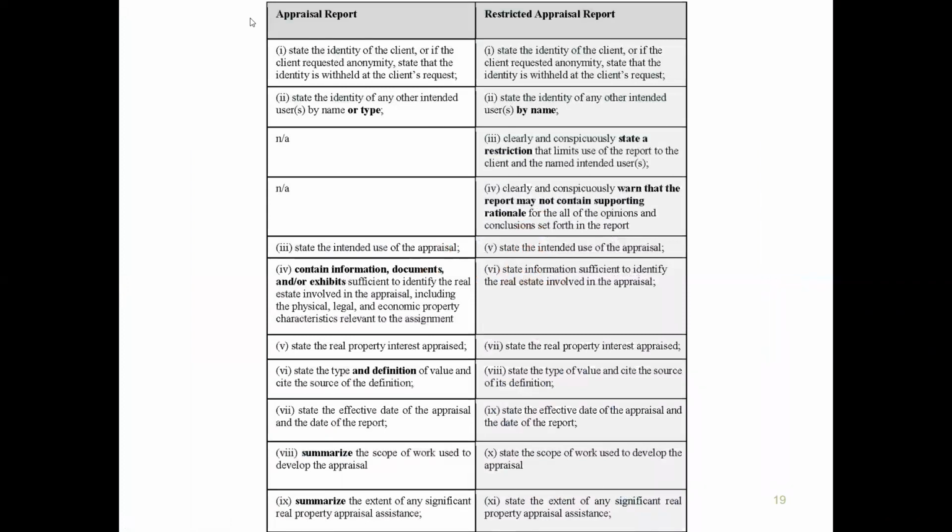Well, I would urge our listeners to take a look at this chart. The board spent some time looking at these elements. We endeavored to bold items that are different, if you will, between the two types. For example, item 2 here: in an appraisal report, you can state the identity of any other intended users by name or type, whereas in a restricted appraisal report, any other intended users have to be named. You can't just say, and any other bank in the syndication that is unknown to me, the appraiser, or for that matter, to the client.